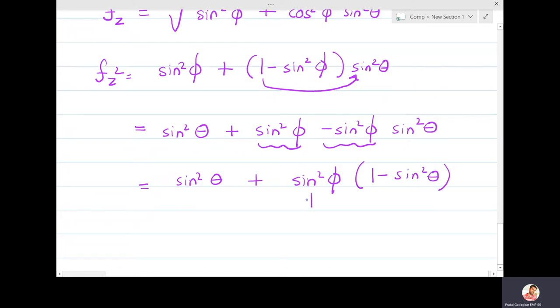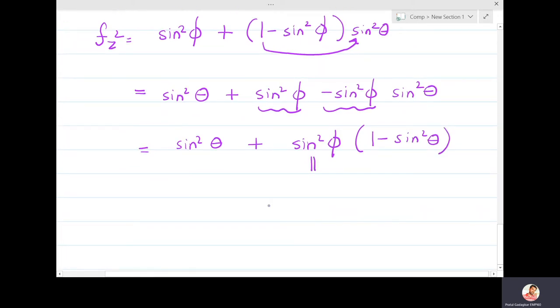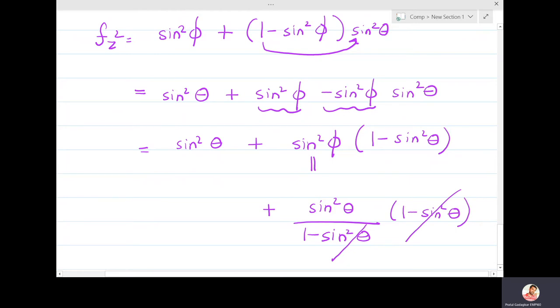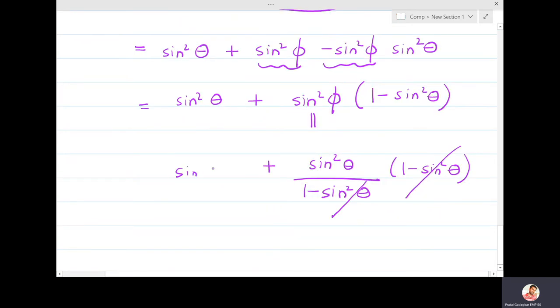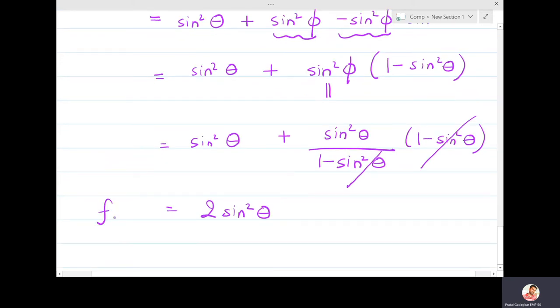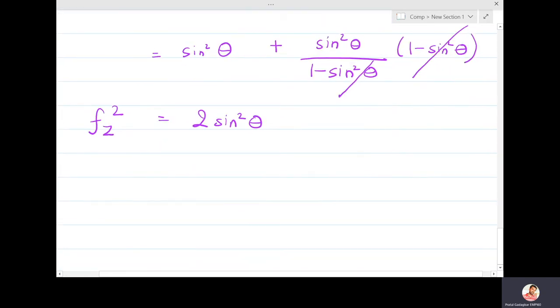But this is a dimetric projection, so how much is sine square phi? Sine square phi is sine square theta upon 1 minus sine square theta, the earlier relation between phi and theta, into 1 minus sine square theta, and this gets cancelled. Therefore you get 2 times sine square theta. This is fz square.